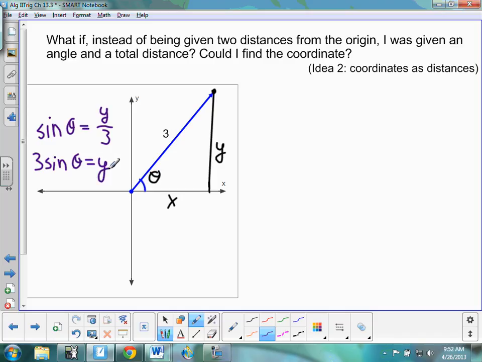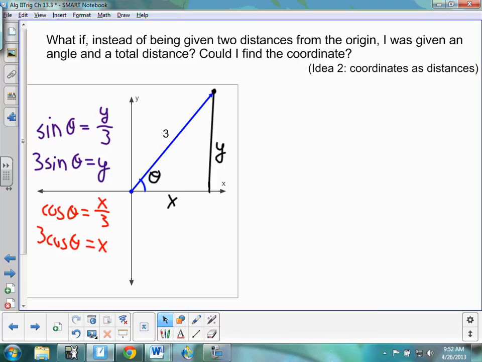And in the same way, I know that cosine theta is going to be x over 3, which means that 3 cosine theta is going to give me x. If I do 3 cosine theta, I get my x point. I do 3 sine theta, I get my y point. That gives me my coordinate. So with just a side length and a theta, we can find the coordinates that we need.